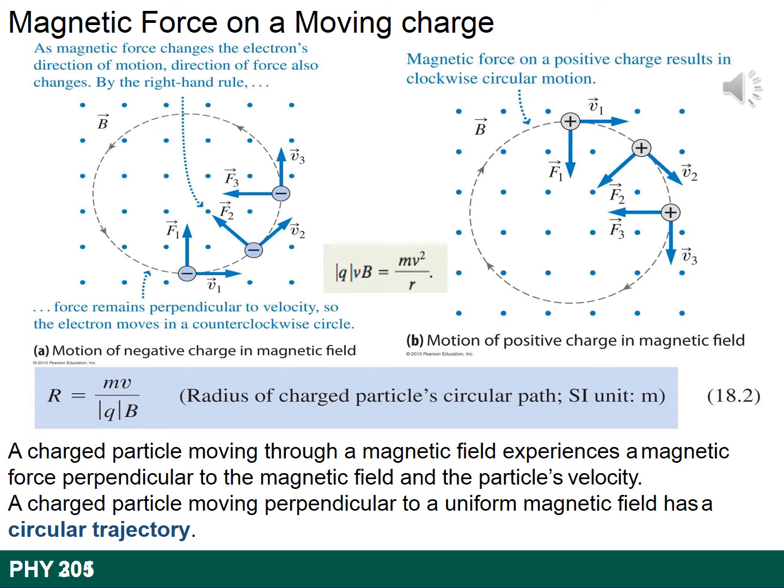Actually, in a rotational motion, when we have the sum of forces equal to ma, this a is the centripetal acceleration, and the formula of the centripetal acceleration is v squared over r. Here, the only force that you have is qvB. If you put qvB equal to mv squared over r, you will end up with r equals mv over qB.